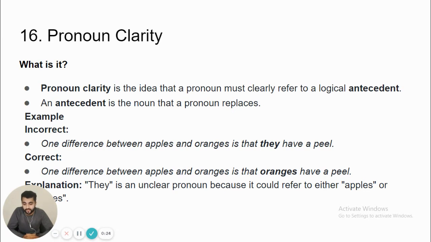So an incorrect sentence would be: one difference between apples and oranges is that they have a peel. The correct one is: one difference between apples and oranges is that oranges have a peel. Now, if you look at the incorrect sentence, we have "they." "They" is a pronoun, right? But since we have two nouns which precede the pronoun, we don't really know whether "they" is referring to apples or to oranges. Because of this lack of clarity, we have to change the sentence, and in the correct version, we have explicitly mentioned that the oranges have a peel.